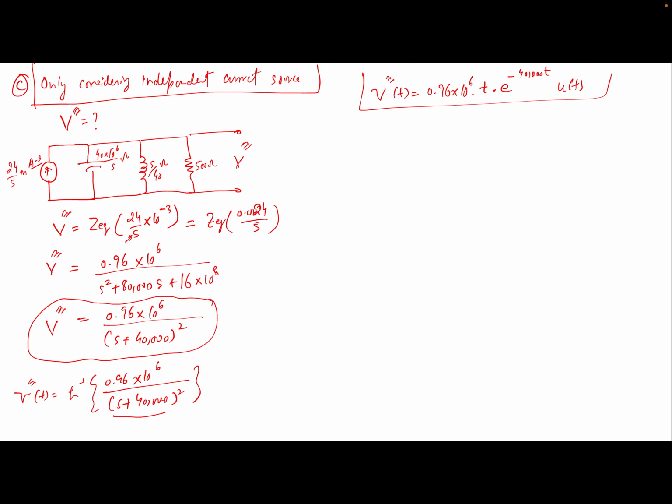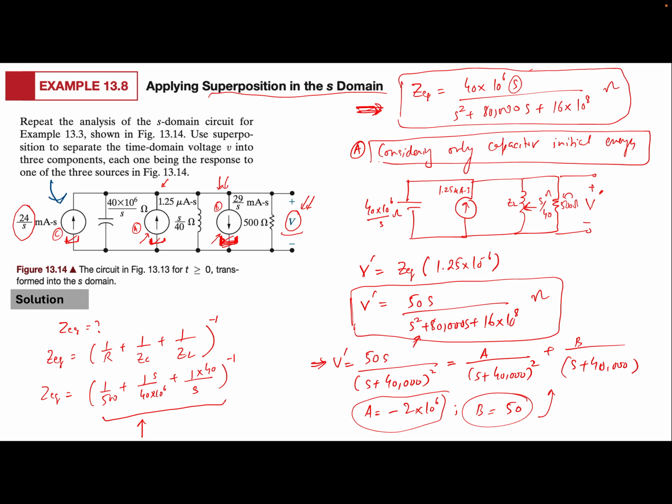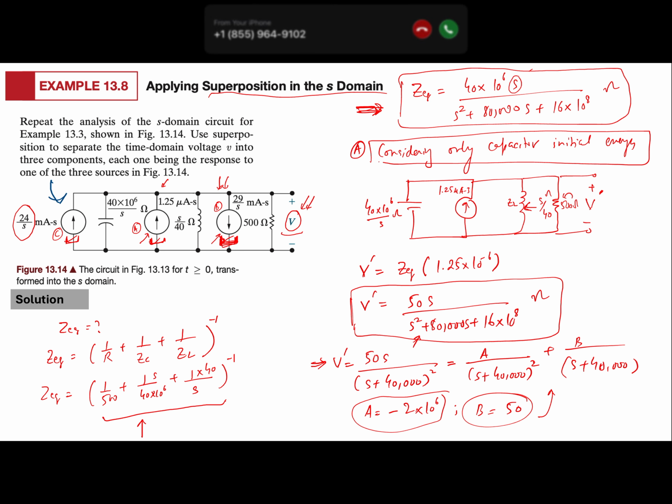Okay, great. So we ended up finding all the three values separately, right? For example, this value was just because of the input source. The V2 was just because of the inductor's initial energy, V double prime, and V single prime was just because of the capacitor's initial energy. And the whole idea was to show you that we can also evaluate a circuit by just considering one of the sources at a time and then add them together.